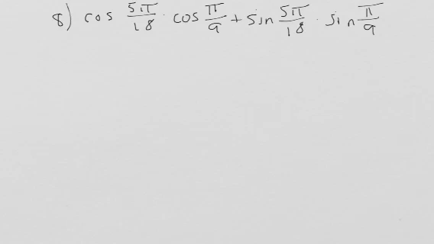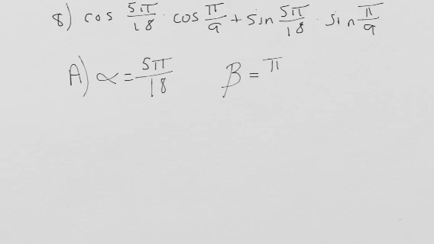All right, for number 8, same thing, except this one's in radian mode. So that first one, our sigma or our alpha, depending on, again, which book you're using, would be the first angle listed, the 5 pi over 18. And then the beta, the second angle listed, would be the pi over 9.